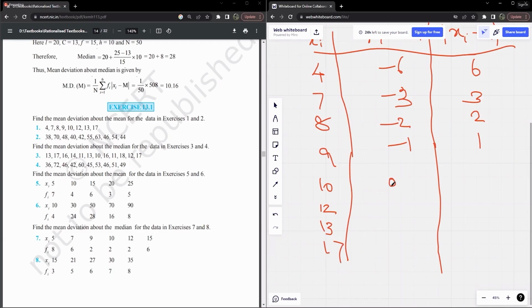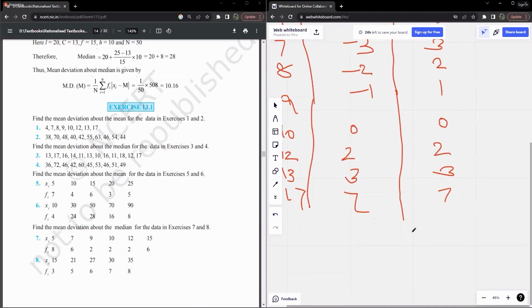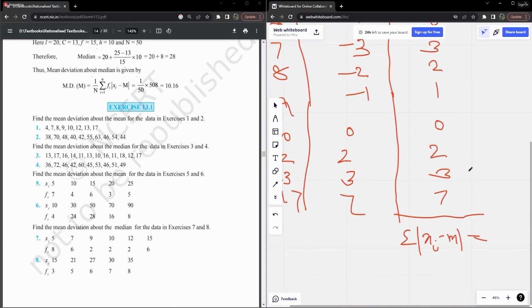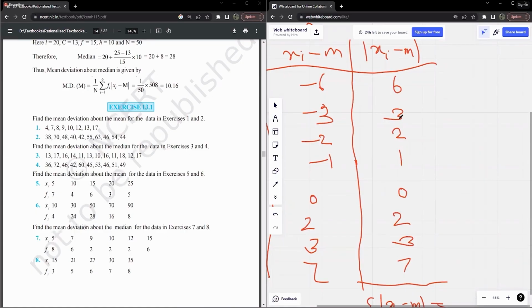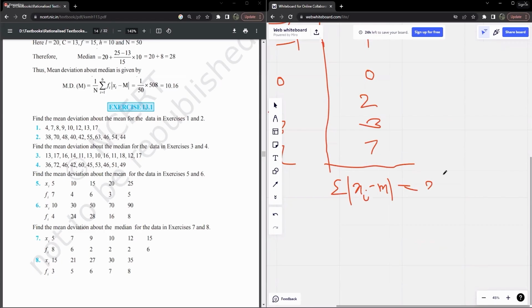Then since the mean is 10, this is going to be a 0. Here it's going to be a 0. 12 is going to give a 2 over here. 13 is going to give a 3. 17 is going to give us 7. Summing all of this, the sum of mod xi minus m is going to be equal to, this is 6, 3, 2, 1, that is 12. Here it's 2, 3, 7, that is going to be 12. 12 and 12 is going to give me 24.